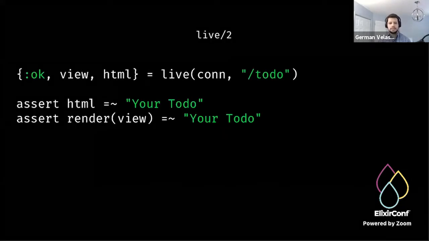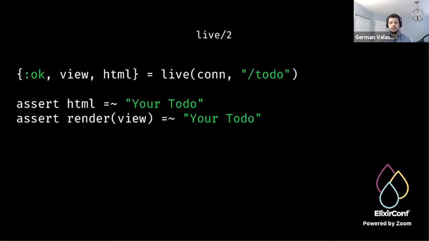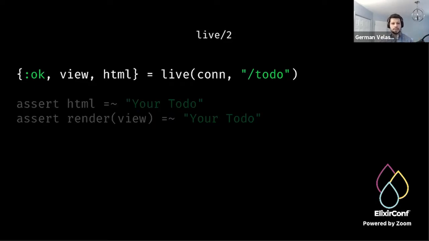So let's talk about the live helper. The live helper takes in a connection struct, which is why we need that ConnCase, and then it also takes a path. Now, it's doing a lot of heavy lifting for us under the hood. You see it returns a 3-tuple. And let's talk about the HTML part first. What the live helper is doing is following LiveView's life cycle. So just like LiveView, we need an HTTP request first, a stateless request, and then we mount the LiveView. Well, in the same way, this live helper will make the HTTP request first.